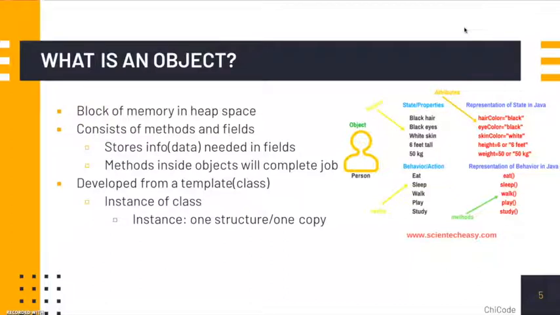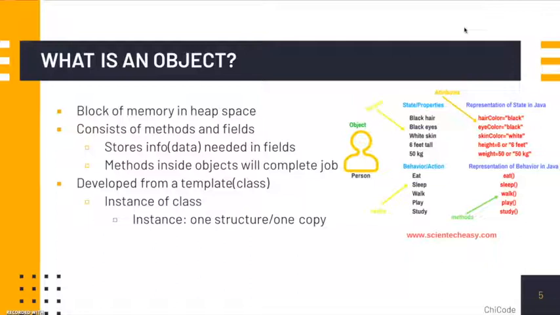An object is developed from a template, which we call a class. Now you might be hearing me say instance of a class, instance. You might be wondering, what is an instance? An instance is one structure or one copy of a given template, the template being the class and the instance or the copy being the object.